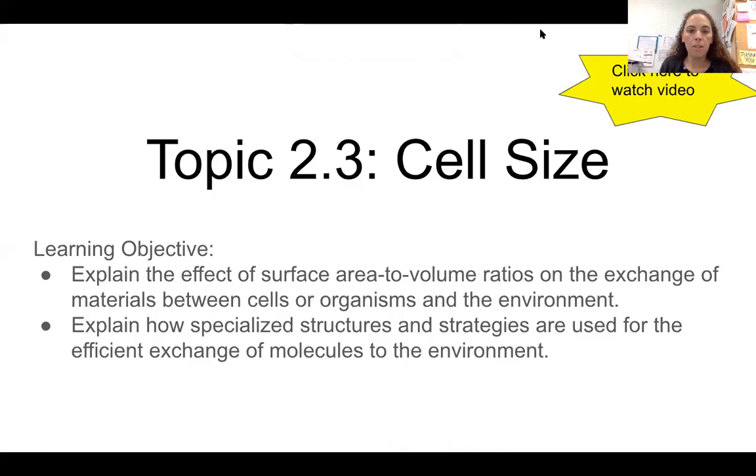Our learning objectives: explain the effect of surface area to volume ratios on the exchange of materials between cells or organisms in the environment, and explain how specialized structures and strategies are used for the efficient exchange of molecules to the environment.